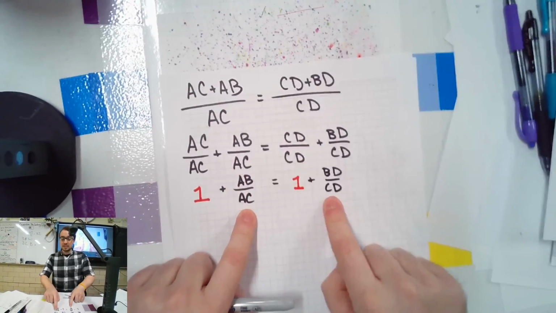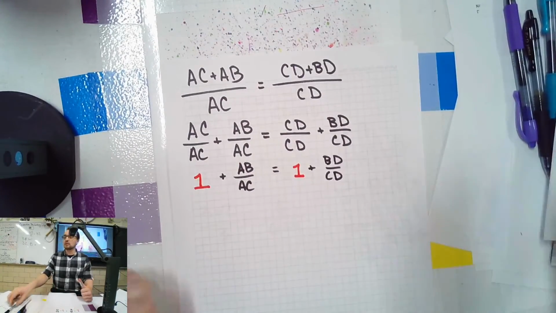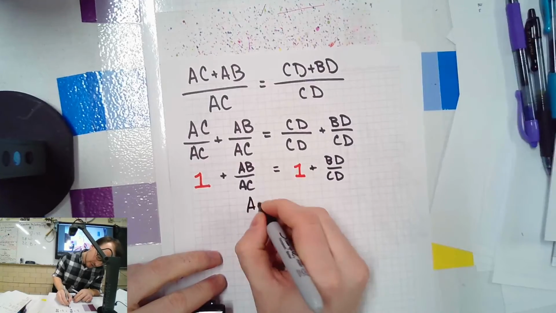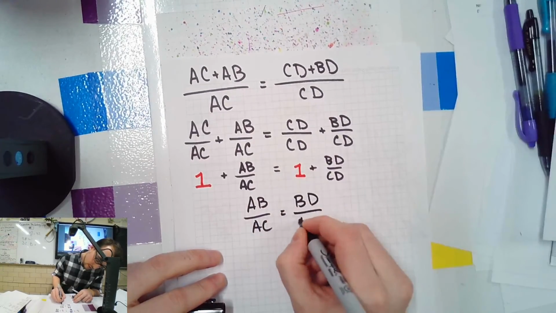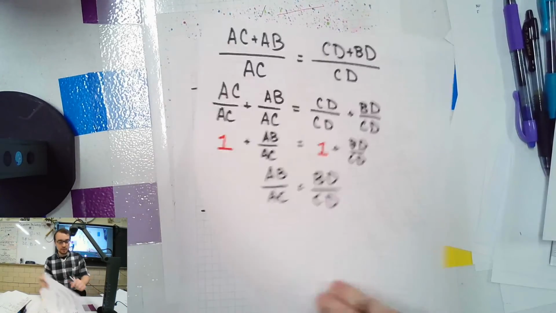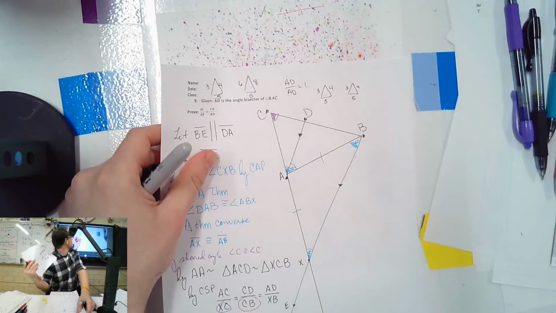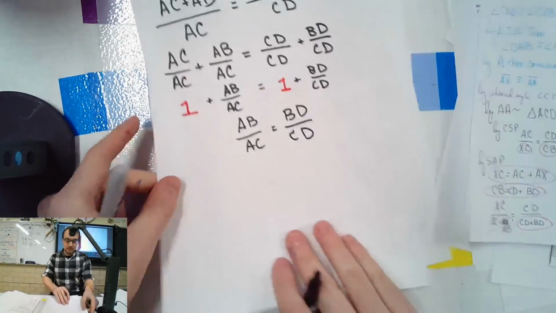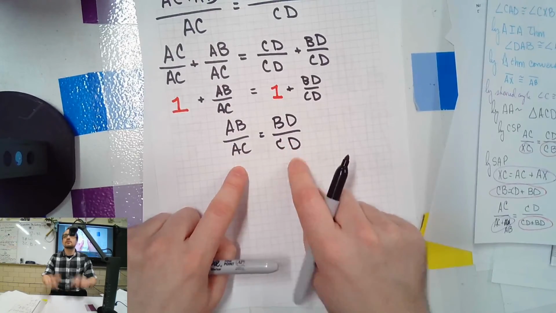We wanted AB and AC together and BD and CD together. But we have the extra ones. How do we get rid of them? Subtract one from both sides. So we get this. Now, they wanted AC on top and CD on top, right? And I got this. I wanted those on the top. What do I do? Flip them back, right?